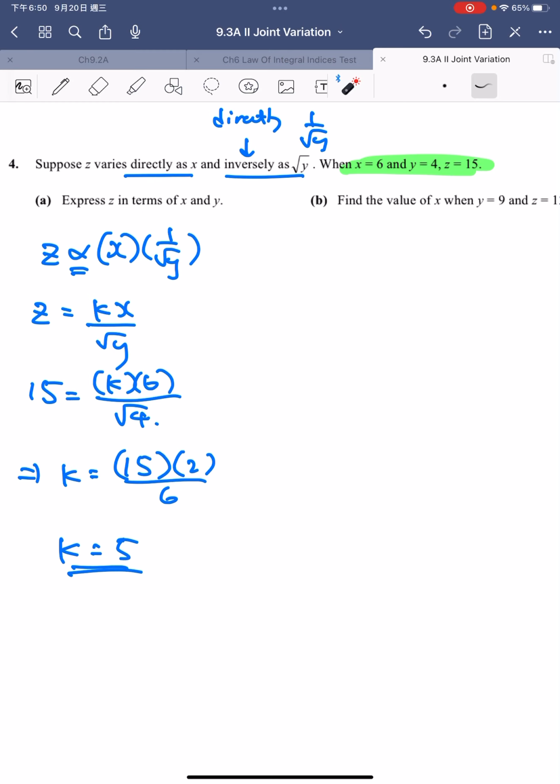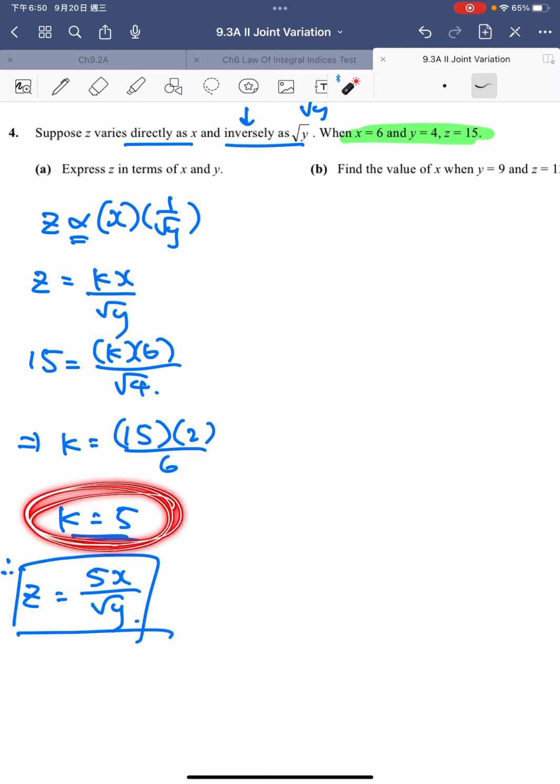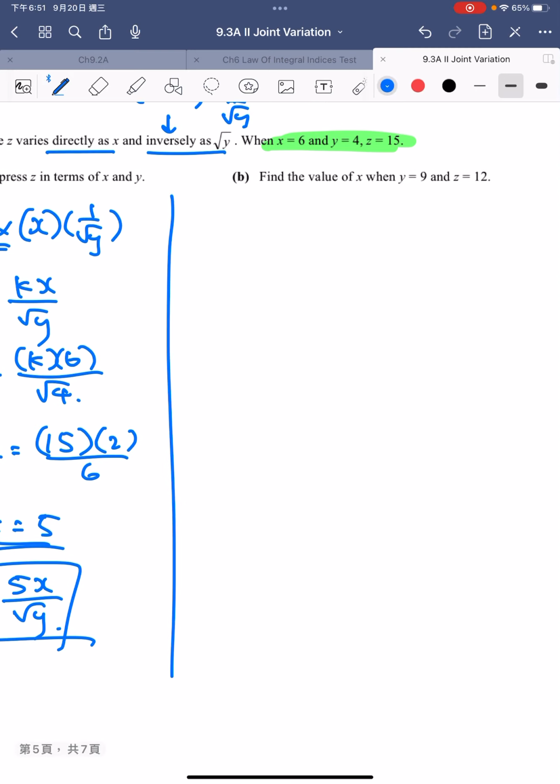So every time we get the variation constant, we need to put it back into our original formula. Then we have z is equal to 5x divided by square root of y. So this is the equation that we want to find. So never stop at just finding this variation constant. You have to find the equation linking x, y and z. Okay, so now we're moving to 4b. Now they're asking to find the value of x when y equal to 9 and z equal to 12.